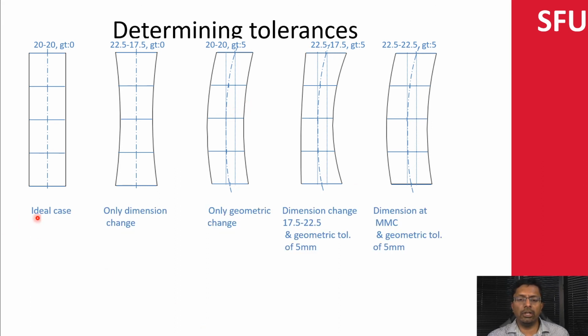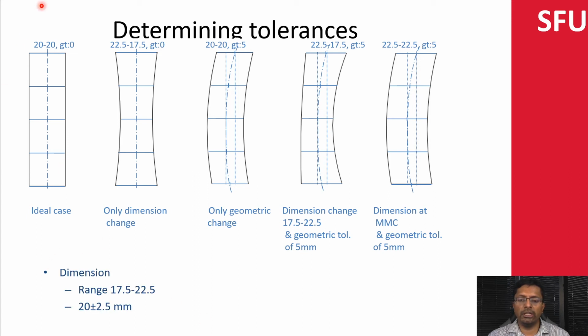If I take a closer look, this would be the ideal case for my drawing, and then this would be only dimensional change. This one is maybe only geometric change, and this one is a combination of both. And the final one is where all of the peg, in this case I'm assuming it's an external diameter, is at the maximum size or maximum material, and then there is a geometric tolerance of 5 millimeter.